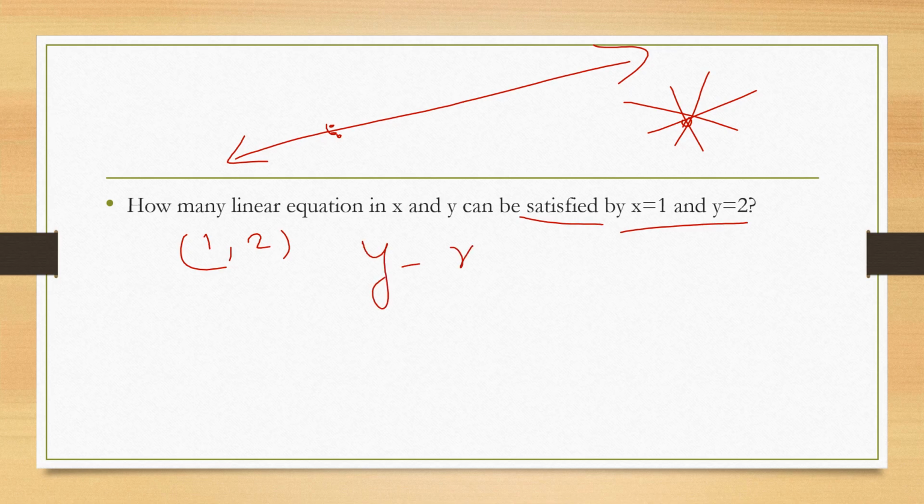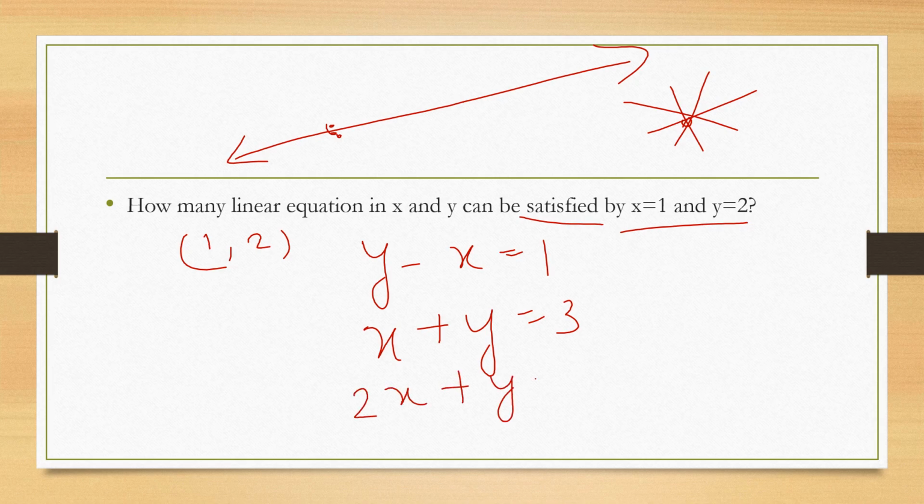y minus x equals 1. If I write down 1, 2, will it satisfy this equation? Yes, of course. 2 minus 1 gives you 1. Can I form an equation x plus y equals 3? If you write x equals 1, y equals 2, of course it is 3. So yes, this type of equation is also possible. So 2x plus y equals 4 is also possible. x plus 2y equals 5, this type of equation is also possible.